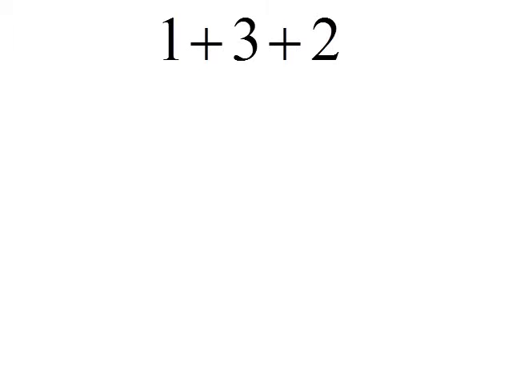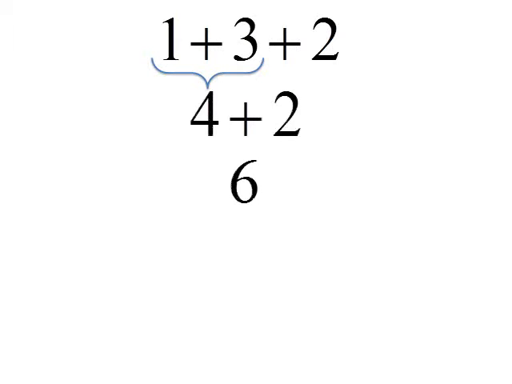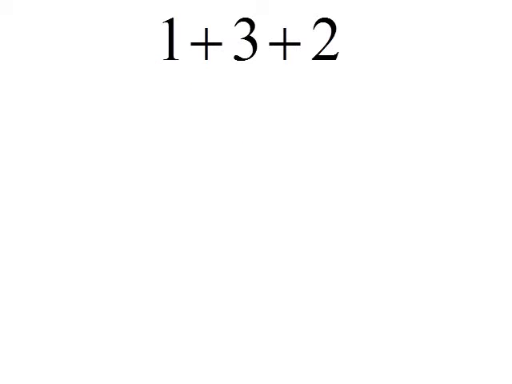Now I have a question. Does the order matter when I add 1 plus 3 plus 2? Now if I don't know, the only way to figure out is to do it. So let's take 1 plus 3. I have 4. 4 plus 2, that's 6. Again, everything you already know. But what about the other way?